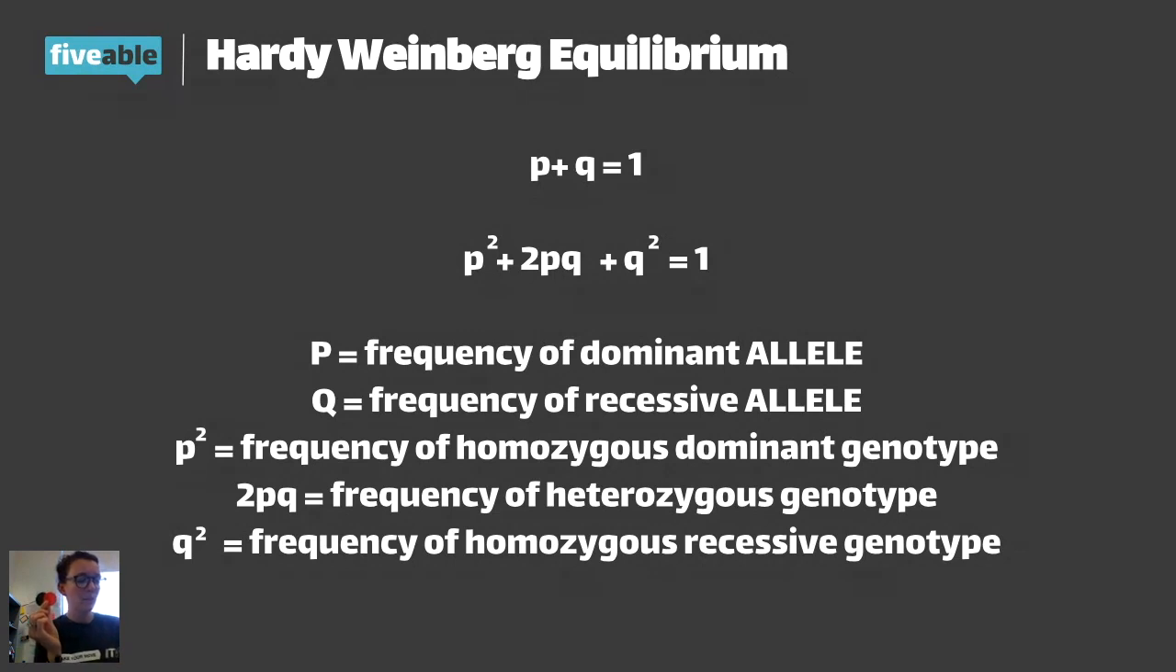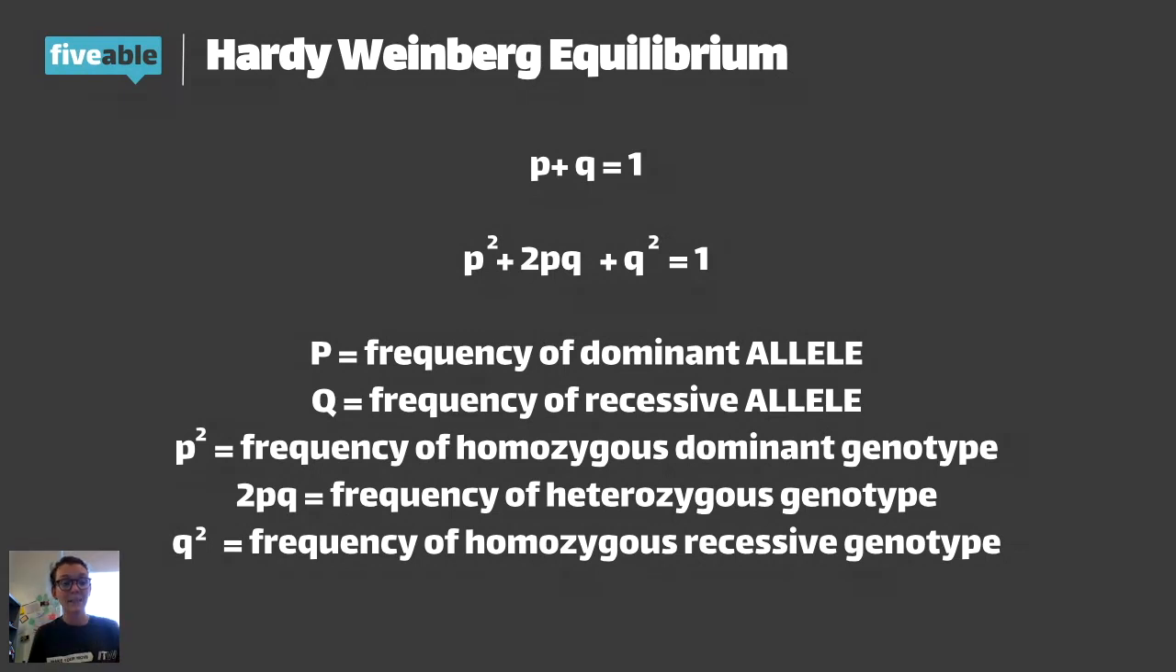Both homozygous dominant and heterozygous, P squared and 2PQ, are going to look dominant. They're going to have the dominant phenotype. So for my example in the beginning of this podcast, that would be the red-eyed flies. If I tell you that you have a certain number of red-eyed flies, that's going to be a combination of homozygous dominant and heterozygous individuals.